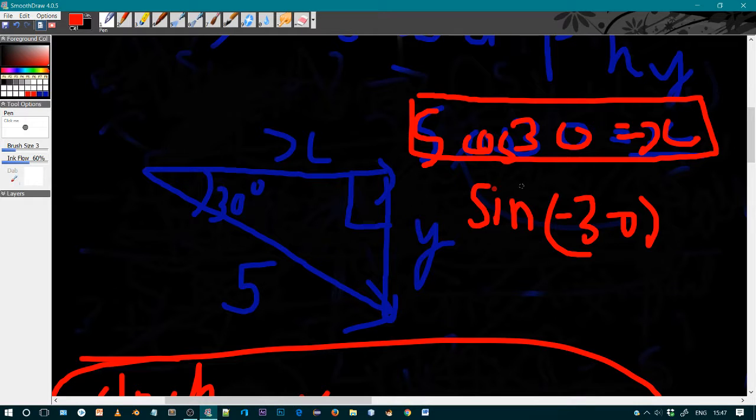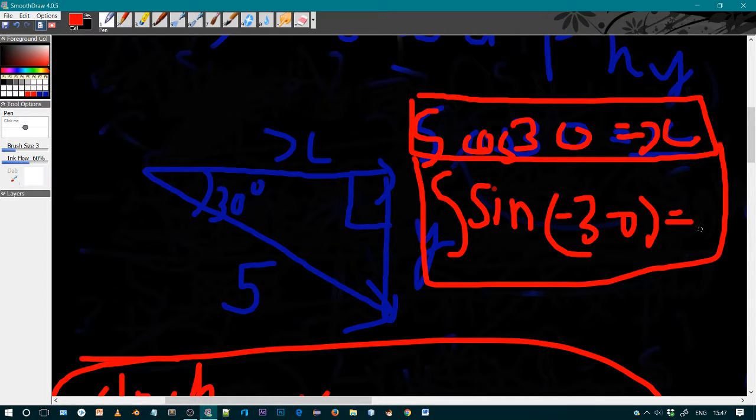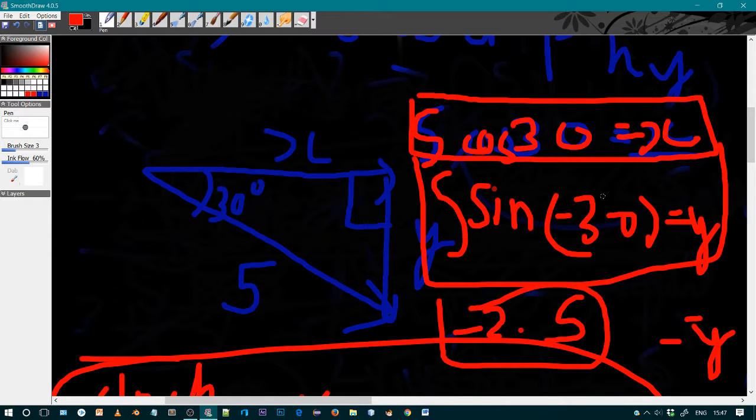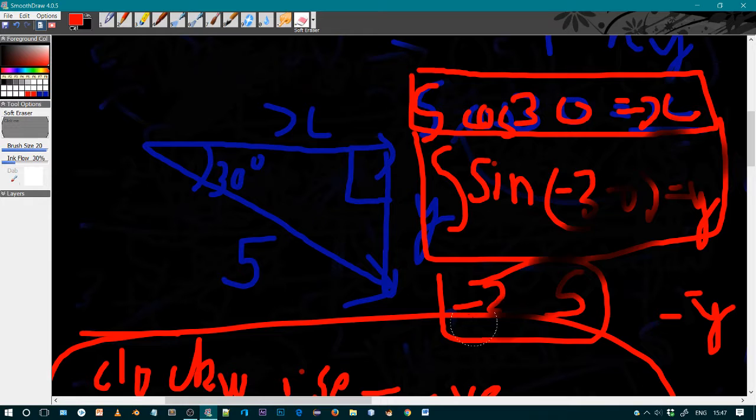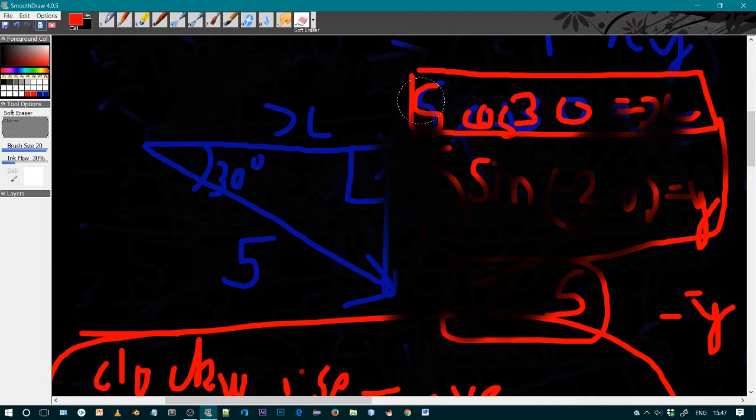So sine of minus 30 will be equal to y upon 5, which will be 5 sine of minus 30 is equal to y, and sine of minus 30 is just minus 0.5, which gives us minus 2.5 is equal to y. And 5 cos 30 you can easily do with the calculator. So these are the basics of vectors.